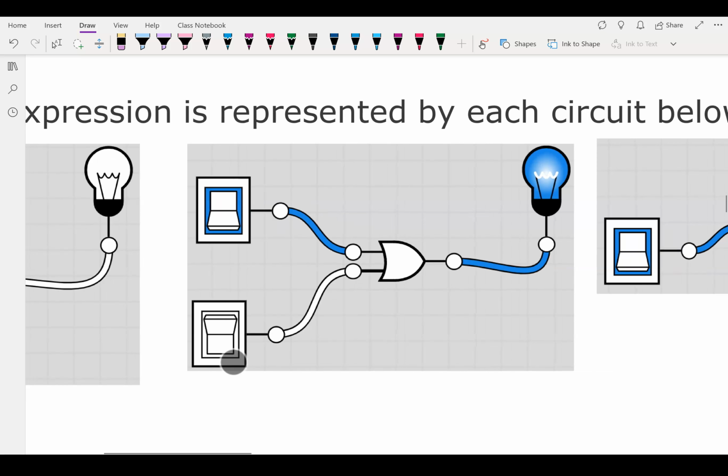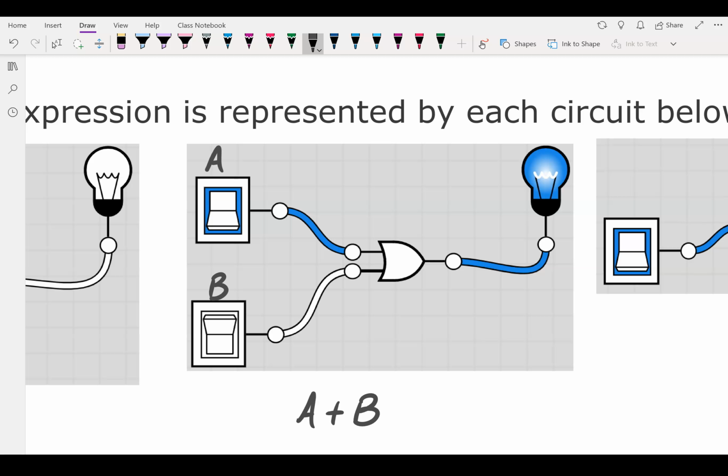Second case. Pause the video, see if you can figure this one out. What's it going to be? Me looking at this, I say right away that this is A or B. How do I know that? I know that this is A and this is B. That's just standard. They're being joined by an OR gate.